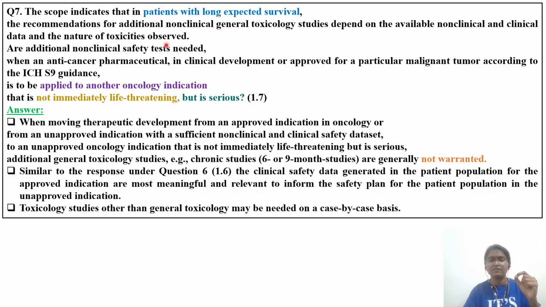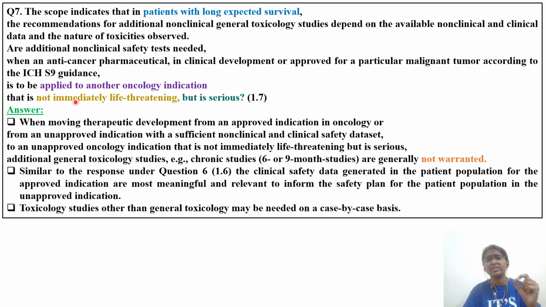So in the patient, if the patient is showing some kind of adverse effects, you have to make observations of these. Then additional non-clinical safety tests are needed when an anti-cancer pharmaceutical in clinical development or approved for a particular malignant tumor is, according to the ICH guideline, to be applied to another oncology indication. For example, it was accepted for liver tumor. Now this same investigational drug, whatever the anti-cancer drug, I am using it for pancreatic cancer.